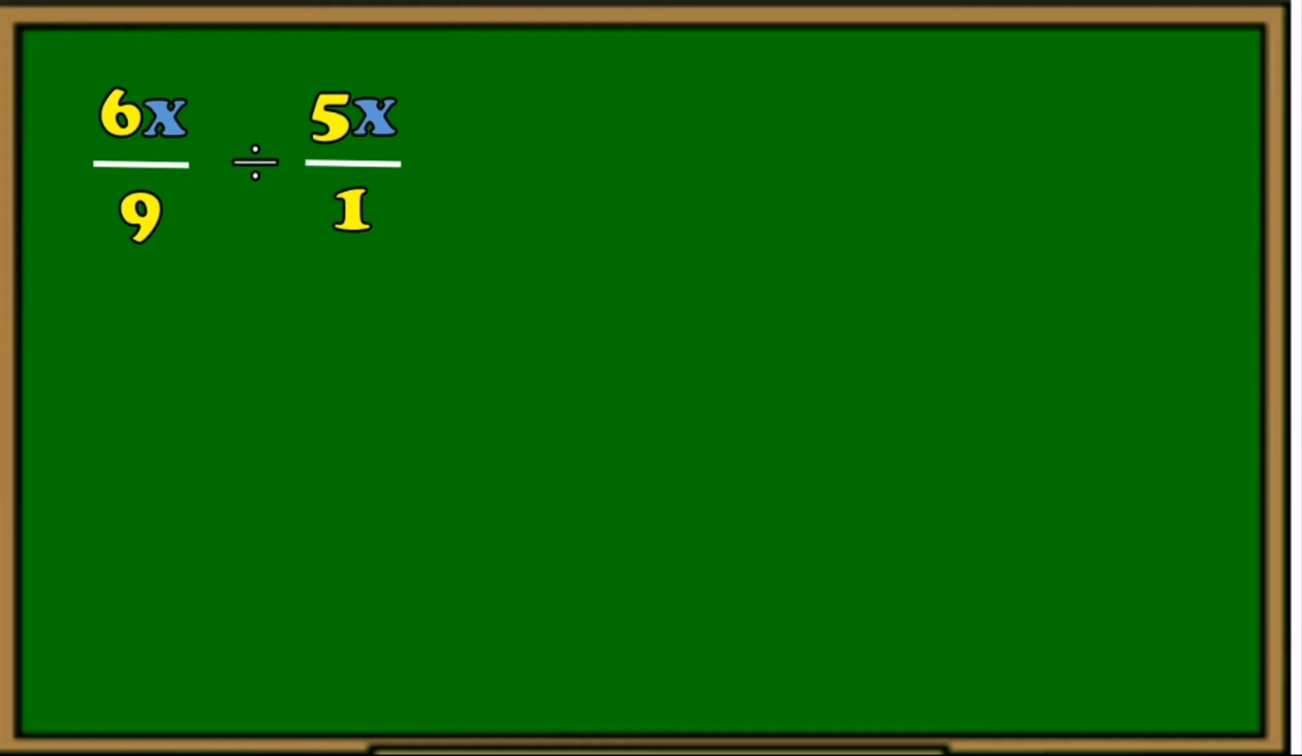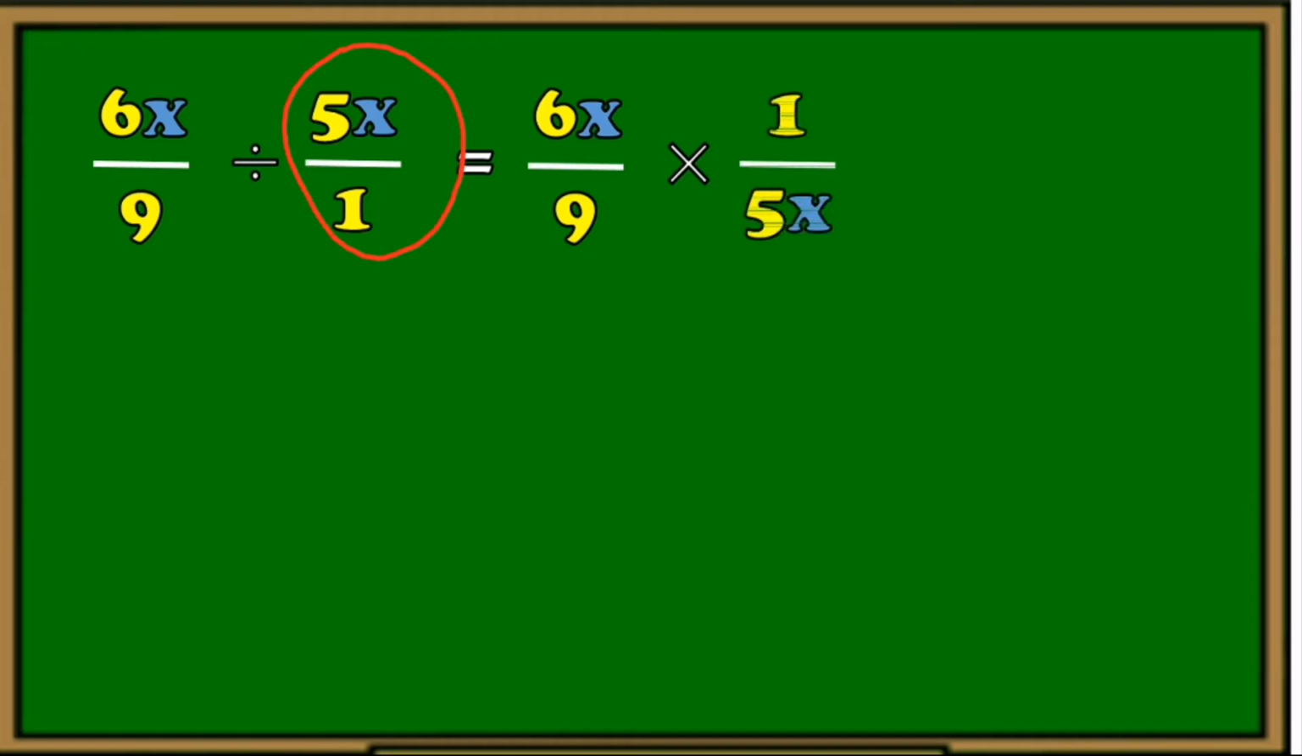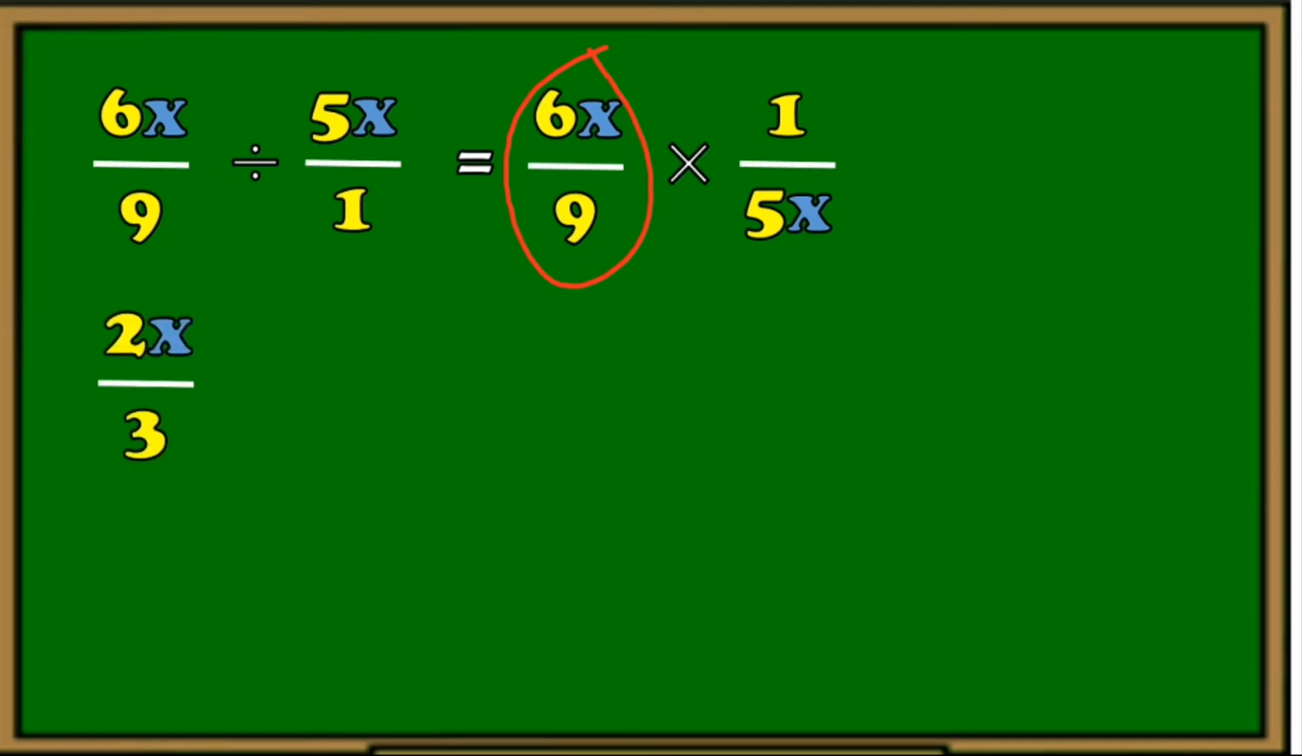Next example, 6x over 9 divided by 5x over 1. We're going to copy the 6x over 9 first. Then let's change the operation from division to multiplication and get the reciprocal of 5x over 1. That is 1 over 5x. Now let's simplify this. 6 over 9 can be simplified as 2 over 3. And let's just copy the x. And also let's just copy 1 over 5.